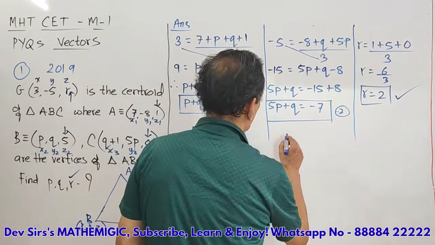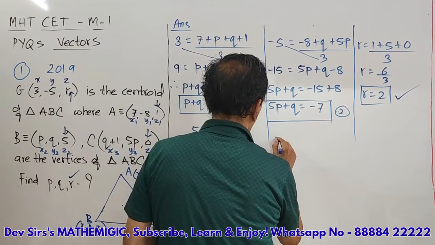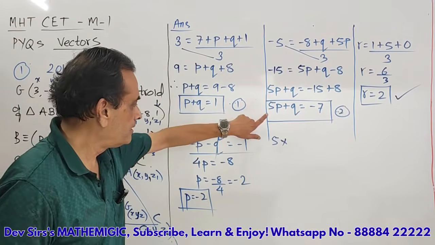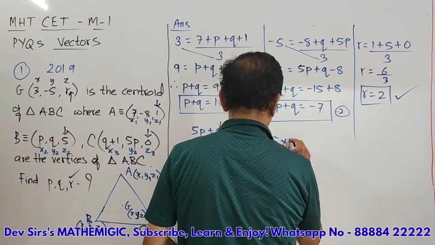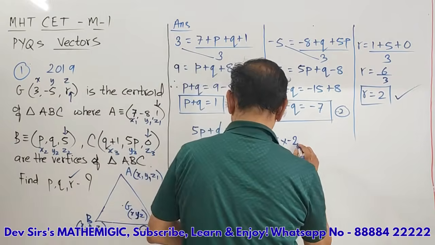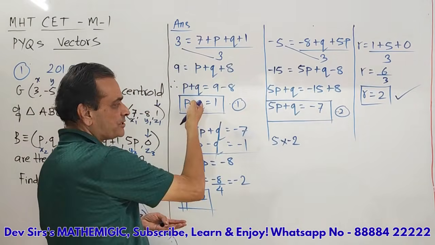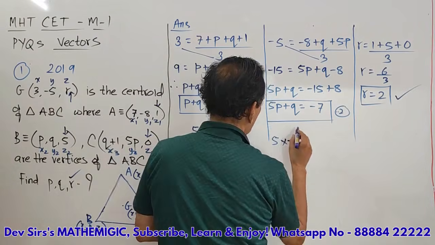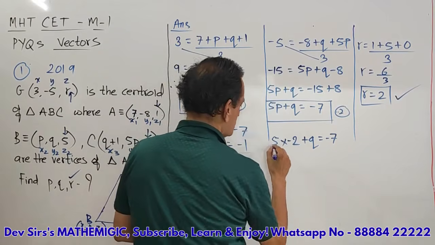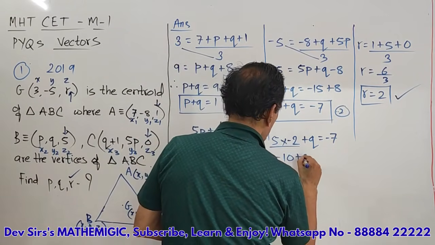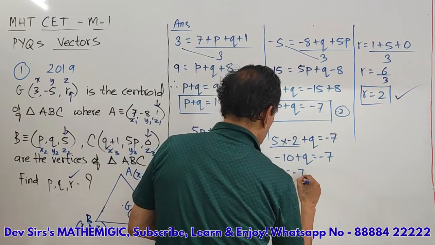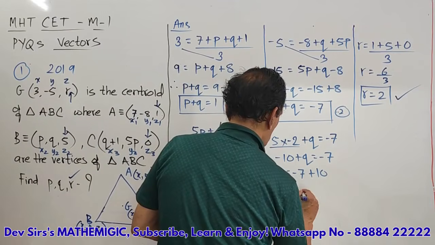Find q now. So I will substitute the value of p here now. 5 into minus 2 plus q. p की वैल्यू मिल गई है. इधर यहाँ पे सब्स्टिट्यूट करो, यहाँ पे करो. It's your choice. 5 into minus 2 plus q equal to minus 7. So this gives you minus 10 plus q equal to minus 7. So q is equal to minus 7 plus 10, q equal to 3.